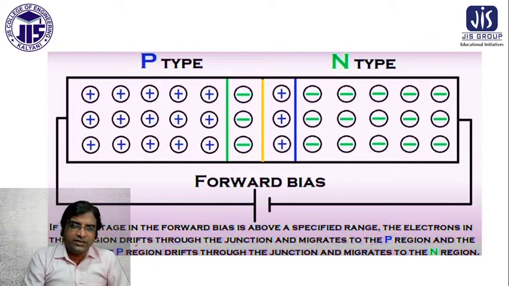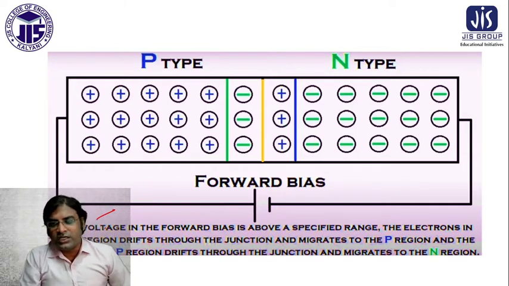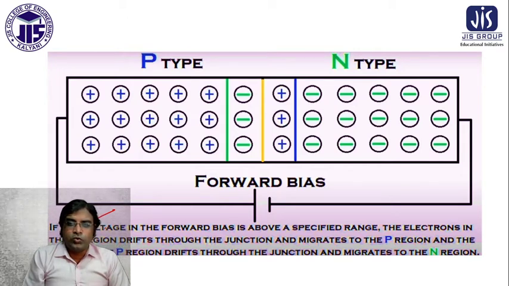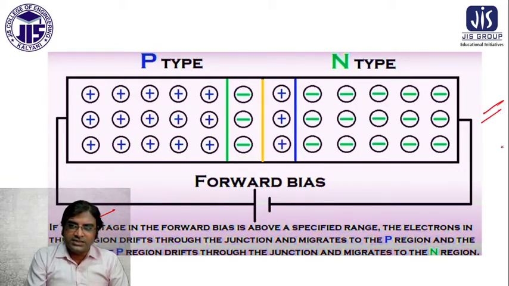In forward bias, if the voltage is above a specified range, the electrons in the N region drift through the junction and migrate to the P region, and the holes in the P region drift through the junction and migrate to the N region. Then the current flow goes on. This is the fundamental theme of forward bias.